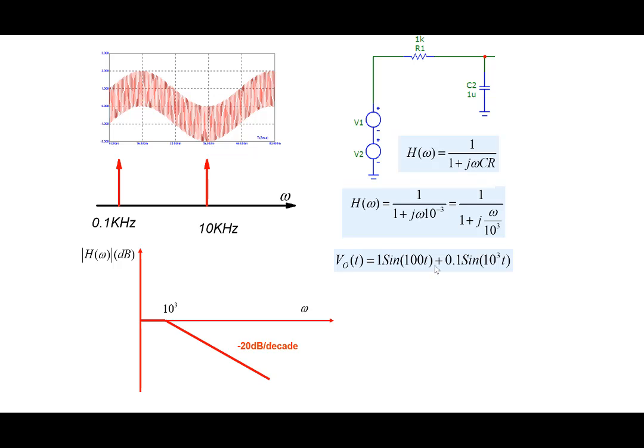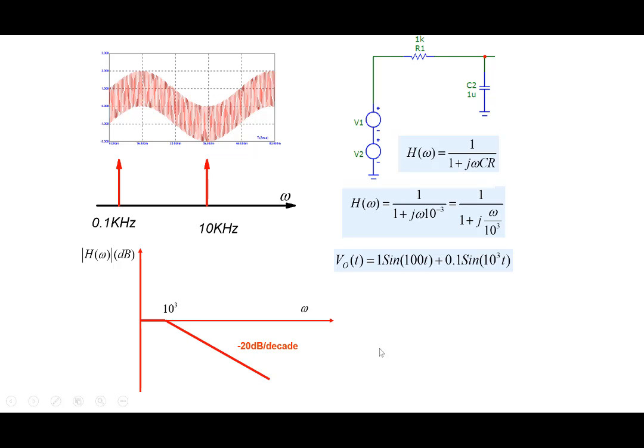So the signal initially, both were 1 volt. The output would be: the lower frequency signal will come out as it is, 1 volt, but the higher frequency 10 kilohertz signal will get attenuated by a factor of 10. 20 dB means attenuation by a factor of 10. Minus 40 dB is 100, minus 60 is 1000, and minus 80 is 10,000.